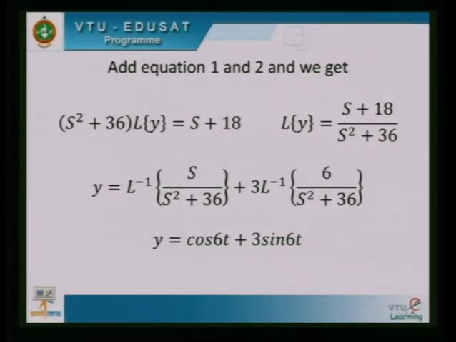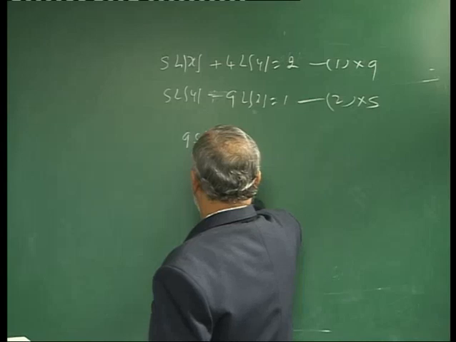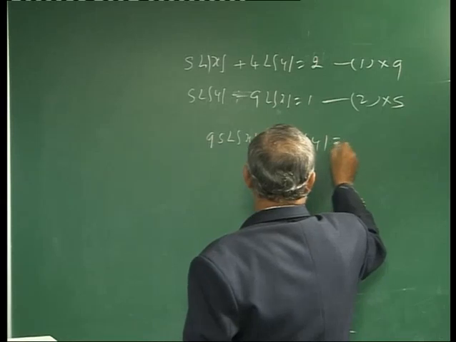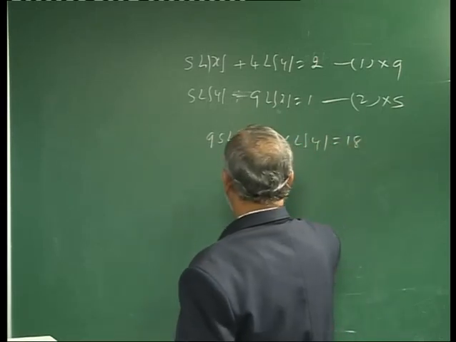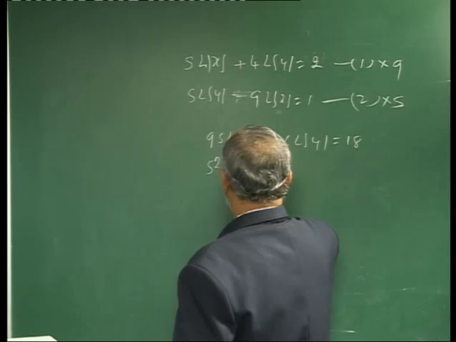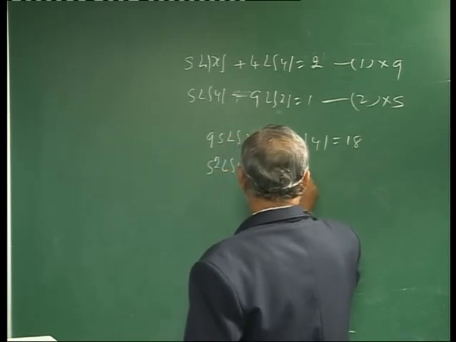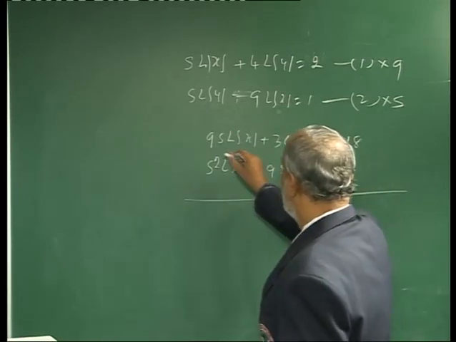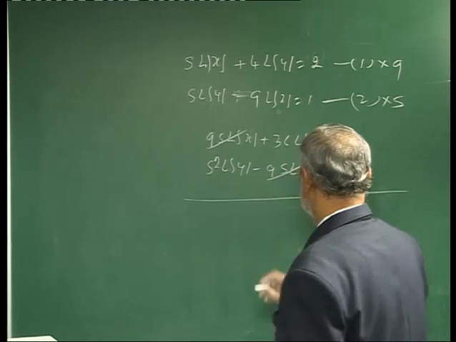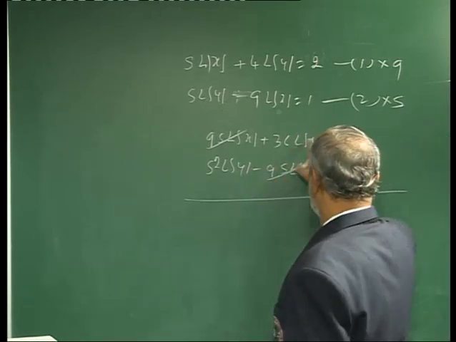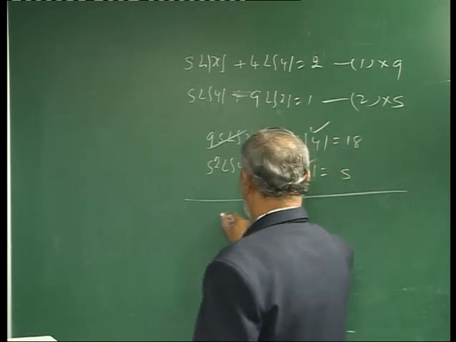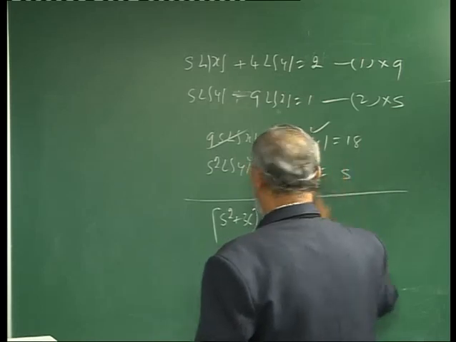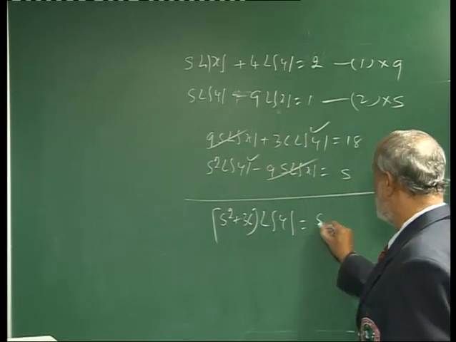If you multiply by 9, you get 9s L of x plus 36 L of y is equal to 18. Next, multiply by s: s squared L of y minus 9s L of x is equal to s. Adding these, 9s L of x and minus 9s L of x cancel. Then L of y, here also L of y, you can take common: (s squared plus 36) L of y is equal to s plus 18.